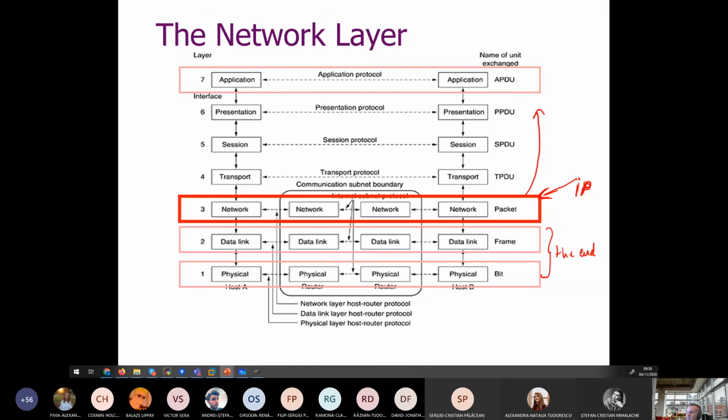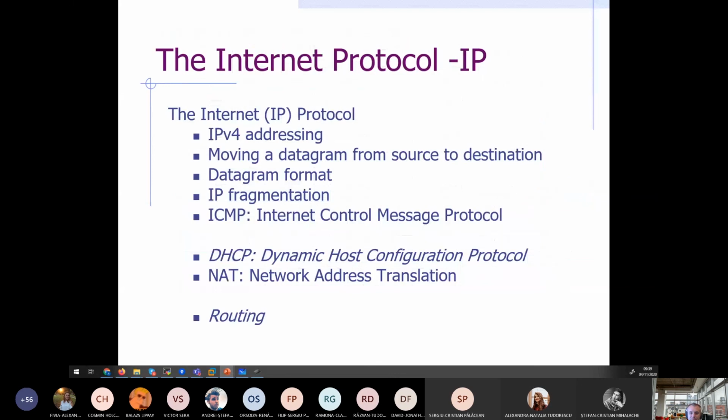With this in mind, we are actually studying the IP protocol. What are the services provided by this layer? Well, the IP protocol defines the IP addressing, and this is what we are going to start with if we manage right now, but probably I will leave it for the next time because we only have 10 minutes. How a datagram moves from source to destination is also defined at the IP layer.